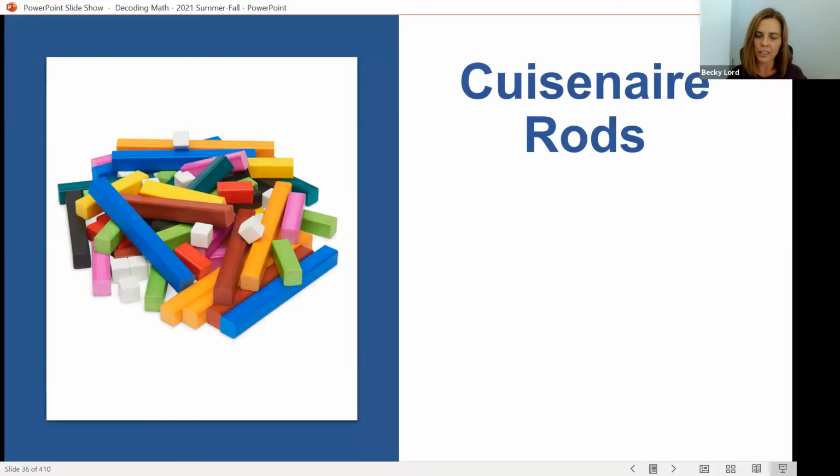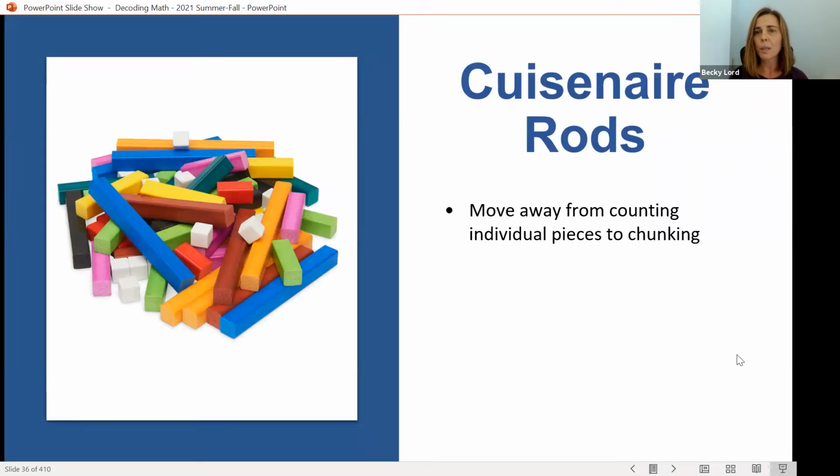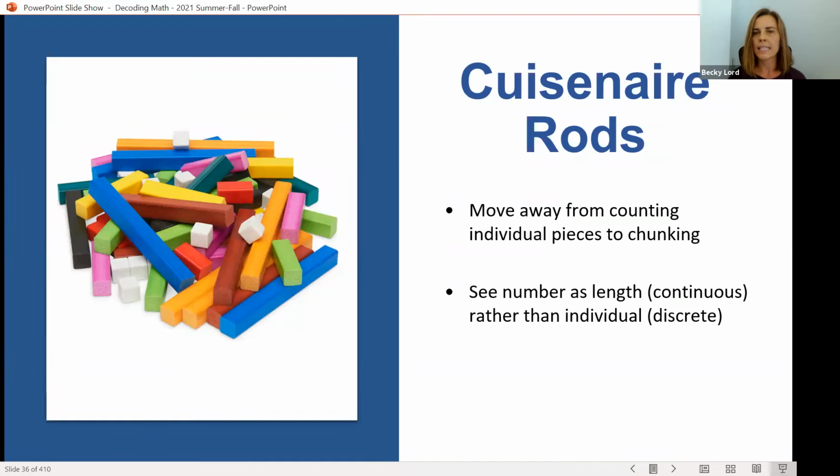And so what I've learned about it is that that's actually what makes Cuisenaire rods so effective. Because you can't just count, it helps students move away from counting individual pieces and get into that idea of chunking numbers. It also helps to develop this concept of number as a length, so a continuous understanding of number versus discrete objects.